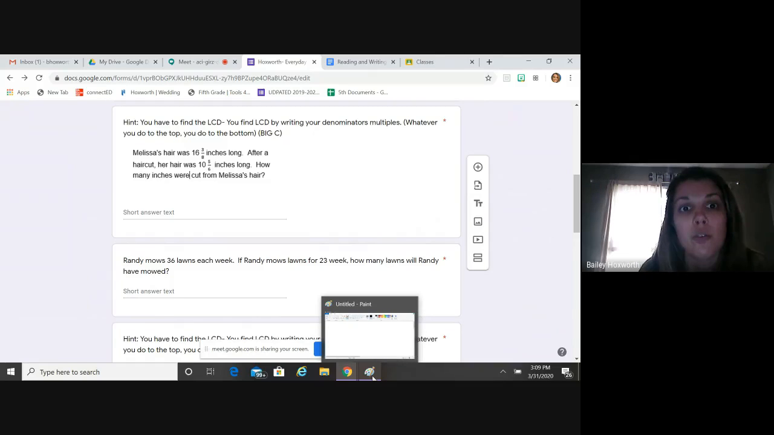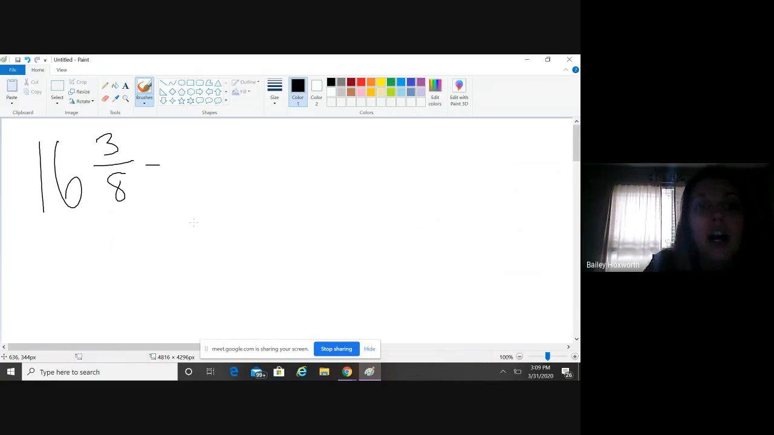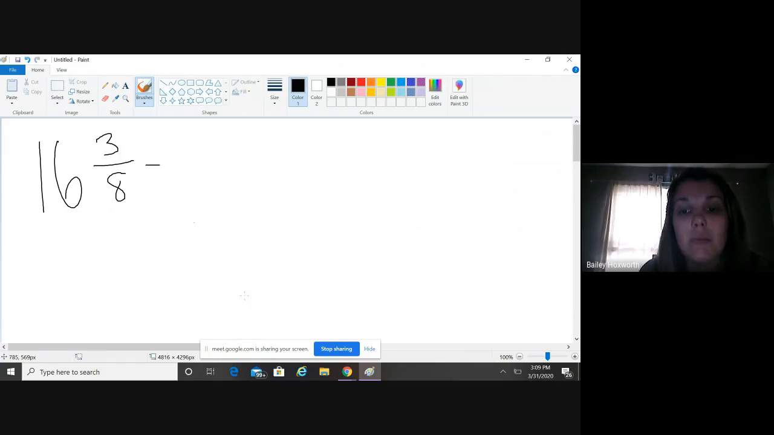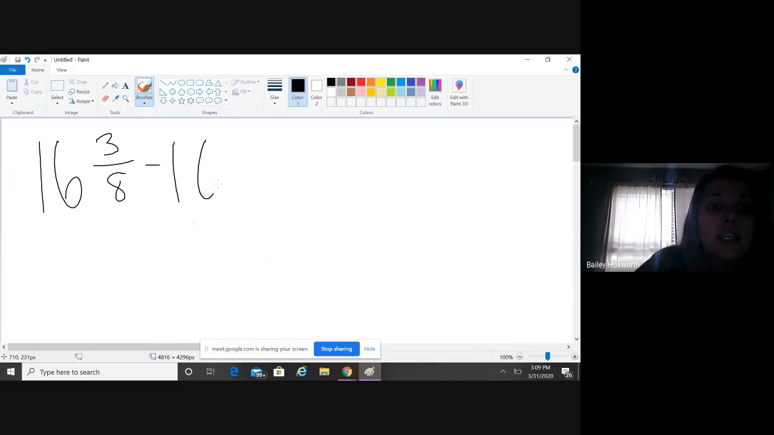Let's do a little bit of review. So I have 16 3/8. And now I have cut off some amount, and I ended up with 10 5/6 inches. So it wants to know how much of my hair was cut off. So I'm going to subtract 10 5/6.